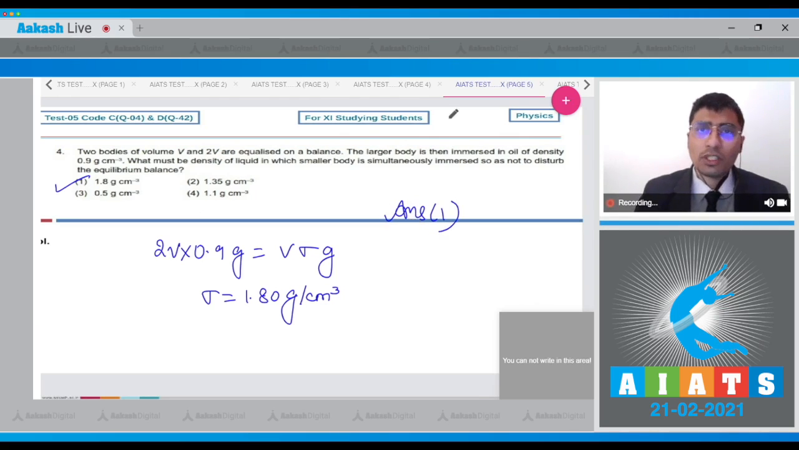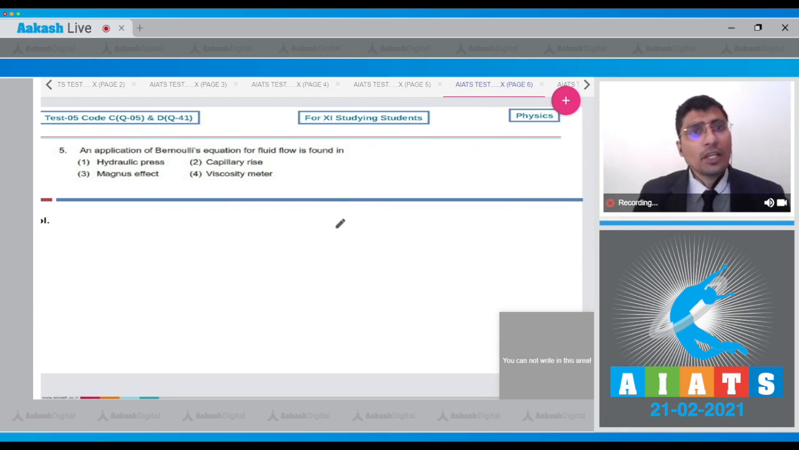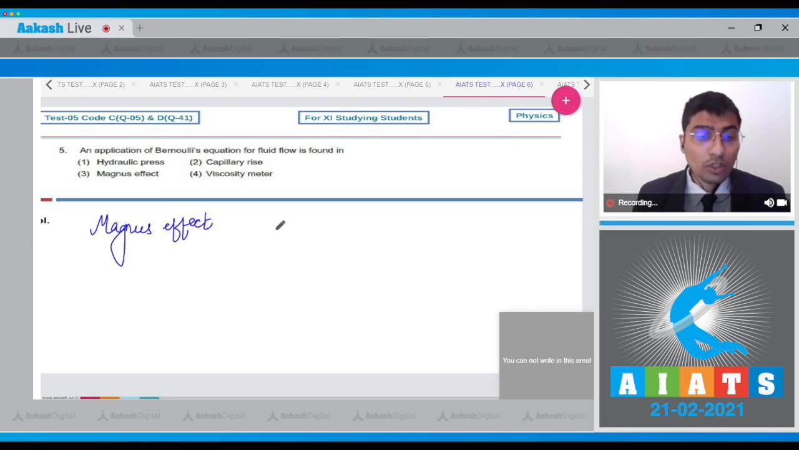Now let us move to question number 5. Question 5 says an application of Bernoulli's equation for fluid flow is found in. So 4 options are given to us. The correct answer for this is the Magnus effect. Magnus effect is the application of Bernoulli's theorem in which a pressure difference is created in air around a spinning ball. If there is a spinning ball, then due to the difference in the velocities of air on both sides, a pressure difference is created, and this pressure difference leads to the deviation of the path of the ball from the rectilinear path, and hence the correct answer for this question is option 3.